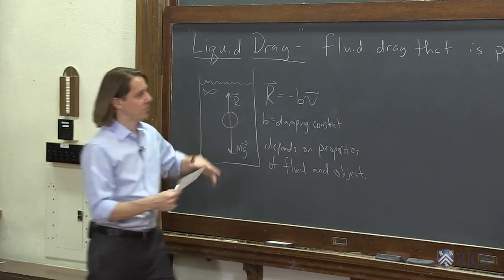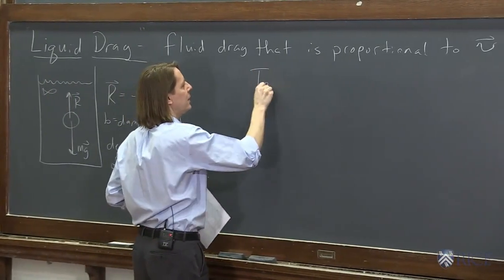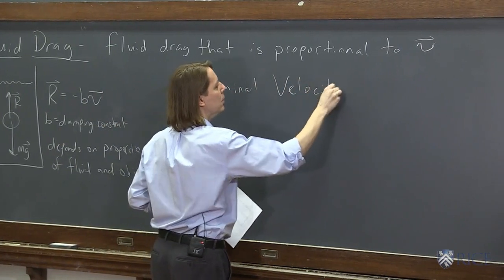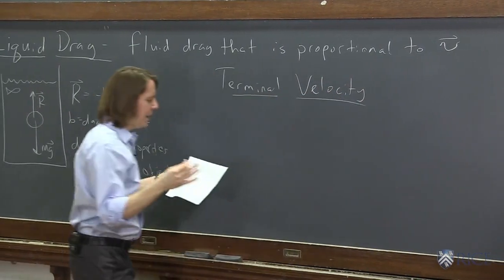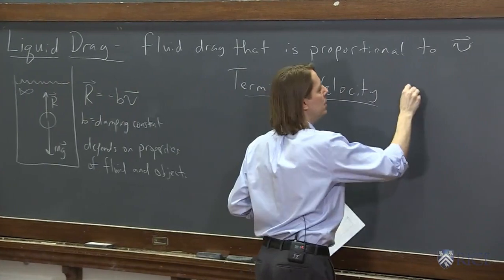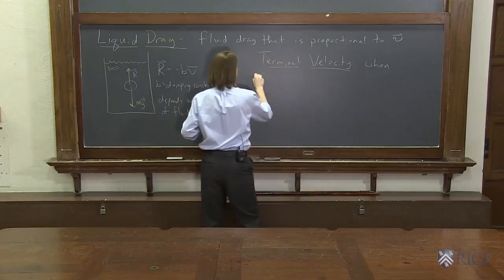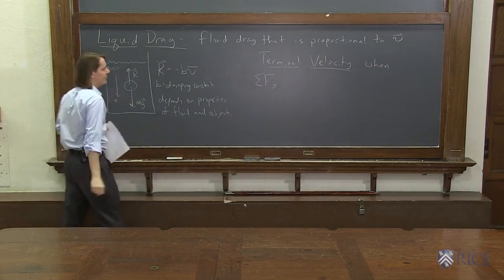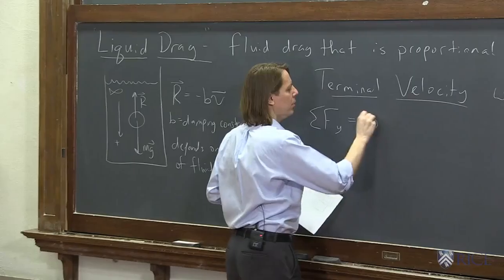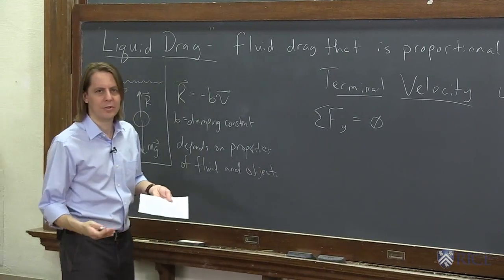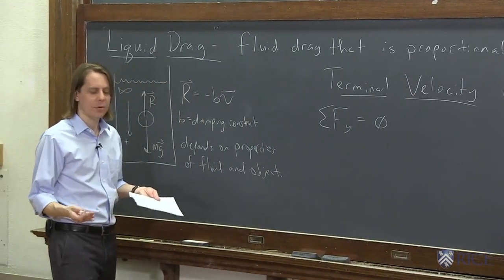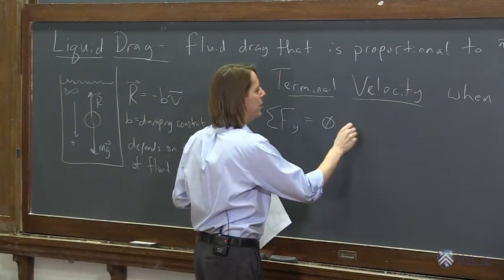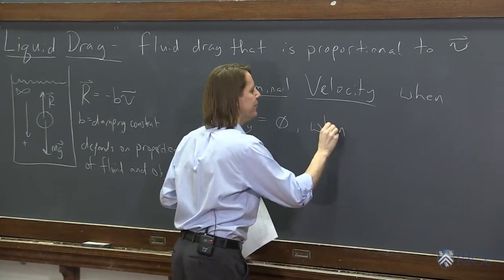So using this, we can very simply, again, calculate that terminal velocity. All right, so the terminal velocity happens when what? When the sum of the forces in the y, in this case, so we'll say down is in the positive direction, equals 0. Terminal velocity means the velocity isn't changing, the acceleration is 0, so ma is 0. So this occurs when the sum of the forces is 0.